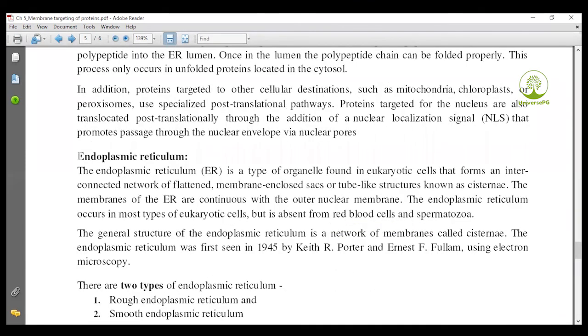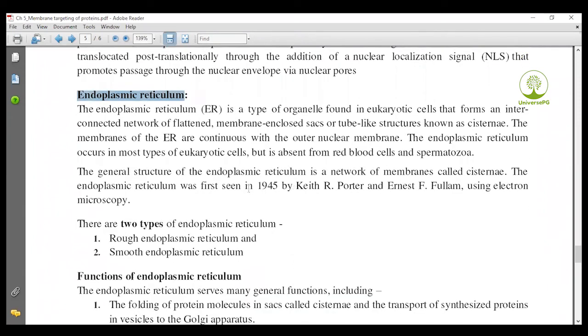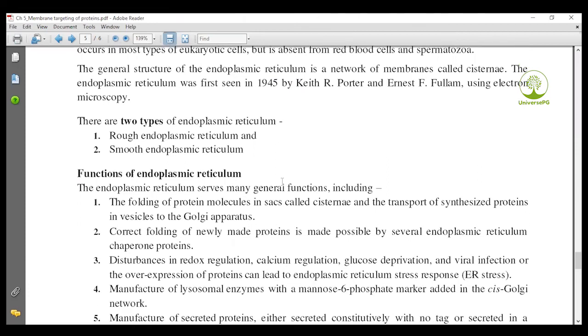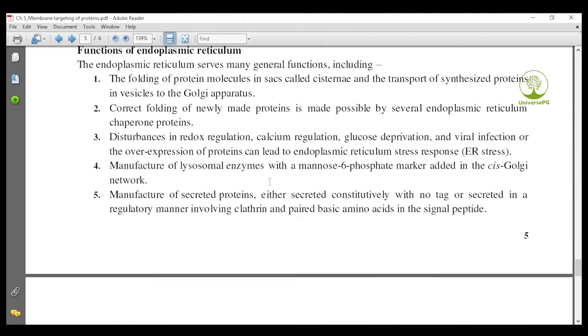So for the endoplasmic reticulum, just read the definition. Which scientist first coined the name endoplasmic reticulum? How many types of endoplasmic reticulum are there? And two or three easy functions for your exam. It may be a short note question. Yes, a short note question.